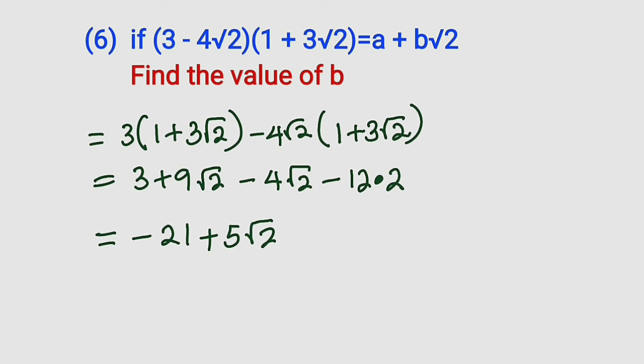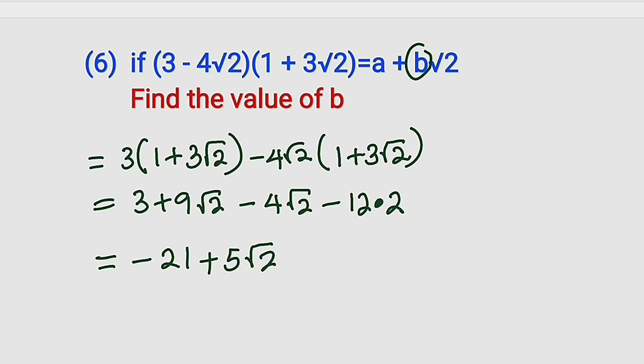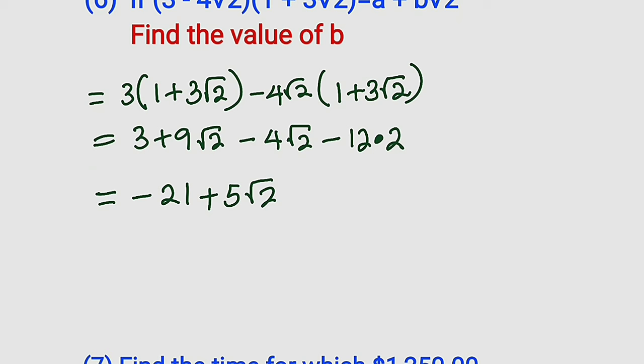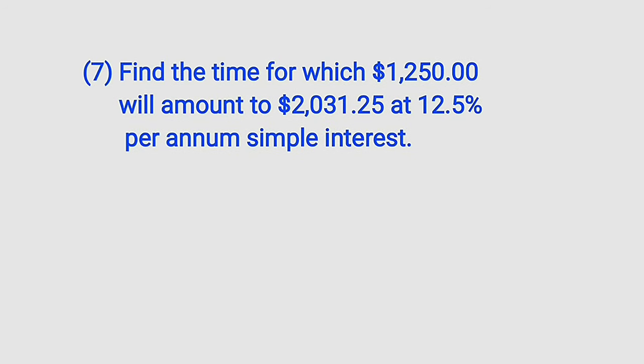What are we looking for? We are looking for b, which is the coefficient of root 2. And you can see that right here, which is 5. And therefore, b is equal to 5. As simple as that. Moving on to question number 7.